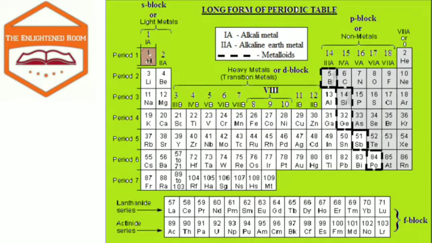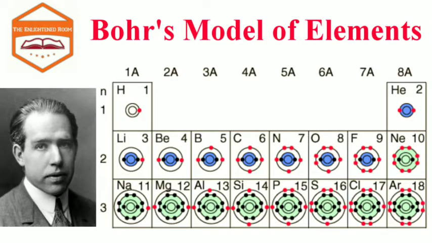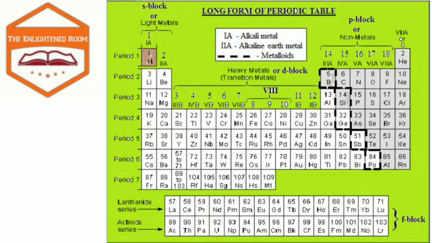Now let's talk about the modern periodic table, or you can also call it the long form of the periodic table. In the modern periodic table, the elements are arranged in the increasing order of their atomic numbers. This table was prepared by Bohr and is based upon the electronic configuration of elements. That's why this modern periodic table is also known as Bohr's table, because this table was actually prepared by Bohr.